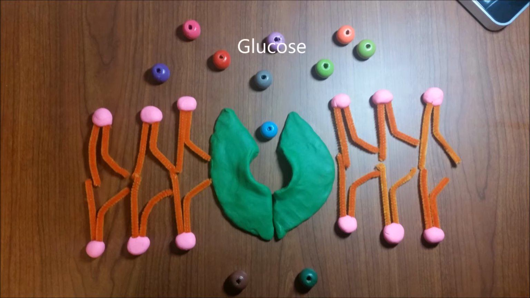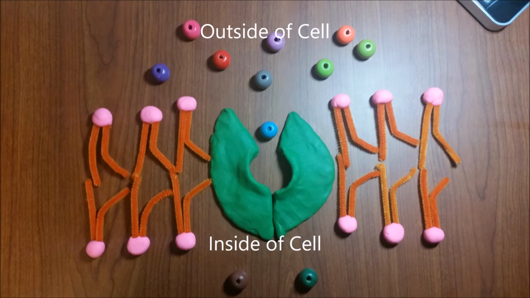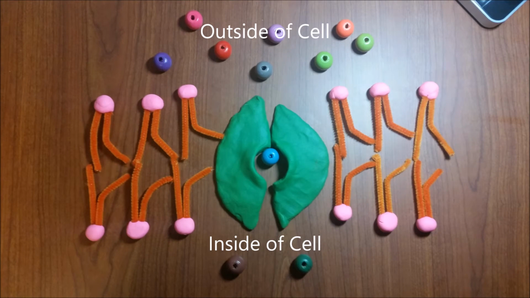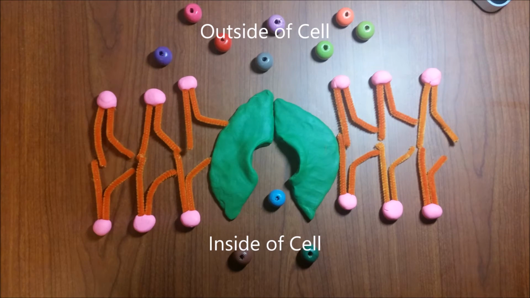In our model, glucose is shown by the wooden beads. There is more on the outside of the cell than on the inside, so glucose will pass through the membrane by carrier protein into the cell. Once inside the cell, the glucose will be used for various functions.